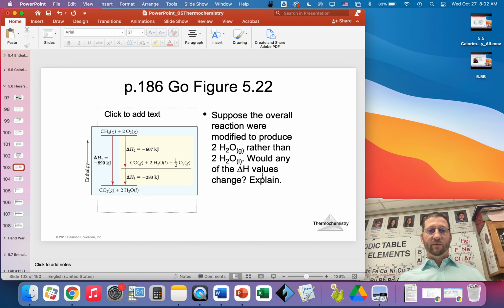All right, let's take a look at Go Figure 5.22. Suppose the overall reaction were modified to produce 2 moles of gas rather than the 2 moles of liquid water vapor here. Would any of the delta H values change? Think about that and go ahead and respond.